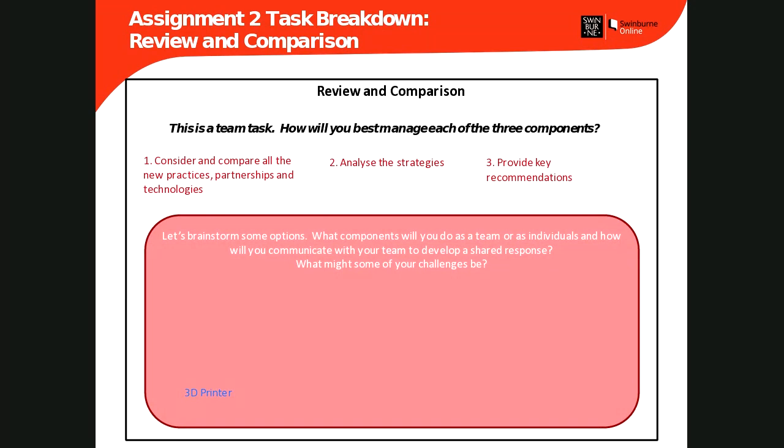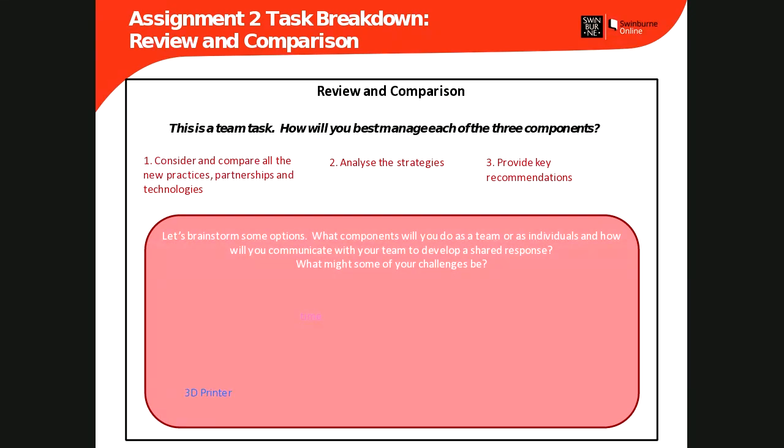So the 3 areas that we're looking at are considering and comparing all of those new practices, partnerships and technologies that you've individually looked at, analysing those strategies, and then deciding what are the key recommendations that you're going to put forward out of that as one united group. So this one, just to refresh, is 600 words as a team.